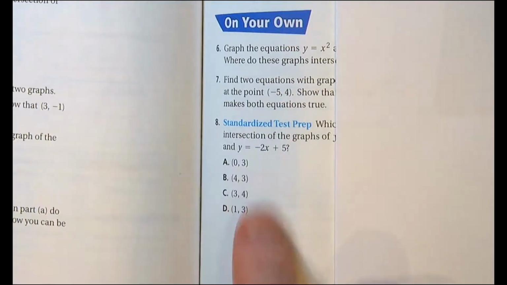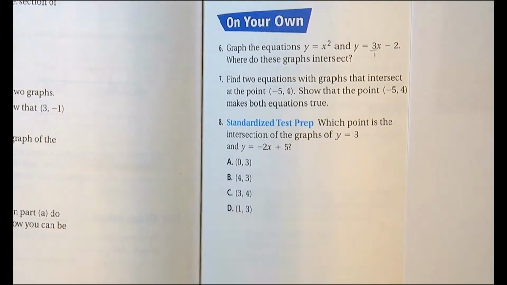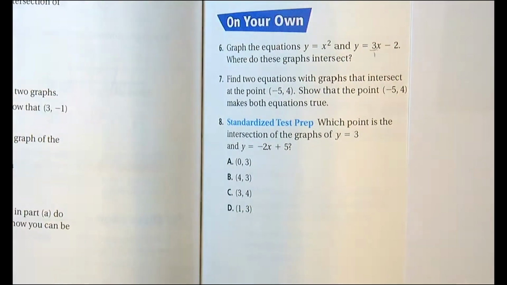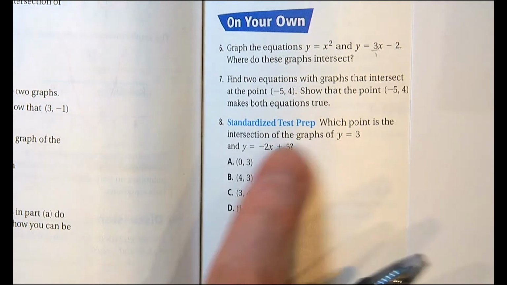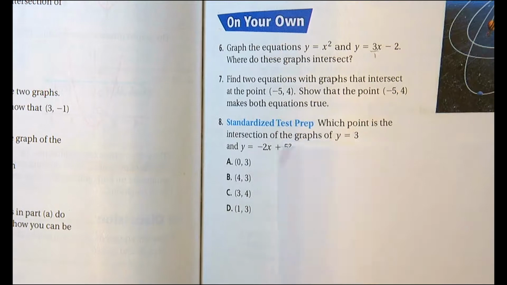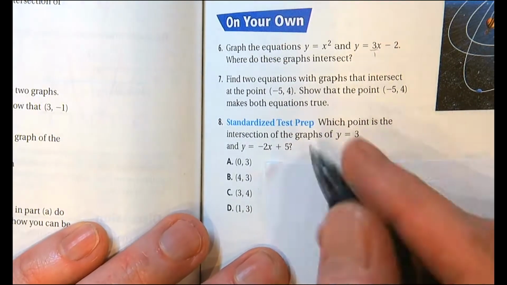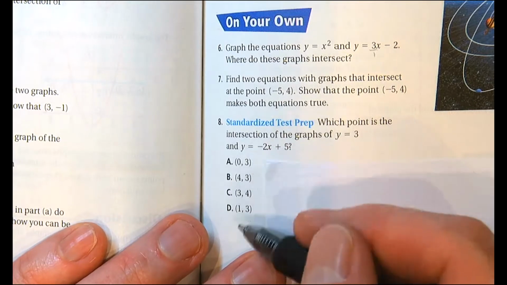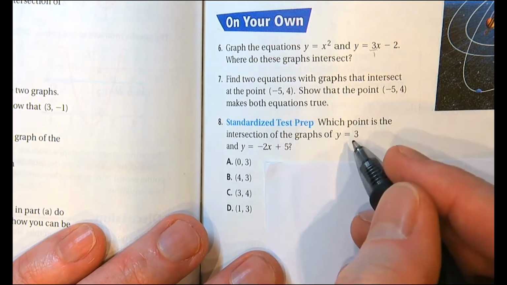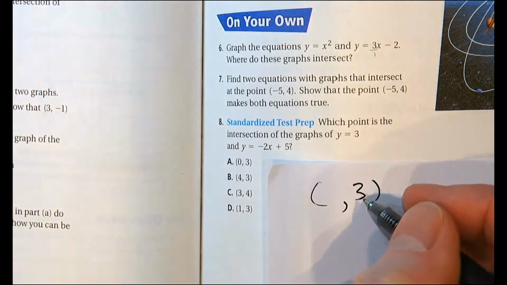Okay, and this was number 8. It was the one, which point is the intersection? Now I don't have the graph, but I could do a graph. But how do I tell without a graph? It says this line y equals 3, and this line right here. I'm wondering where these cross, but why don't we just plug these in? This one says y is 3, so I know that y has to be 3.